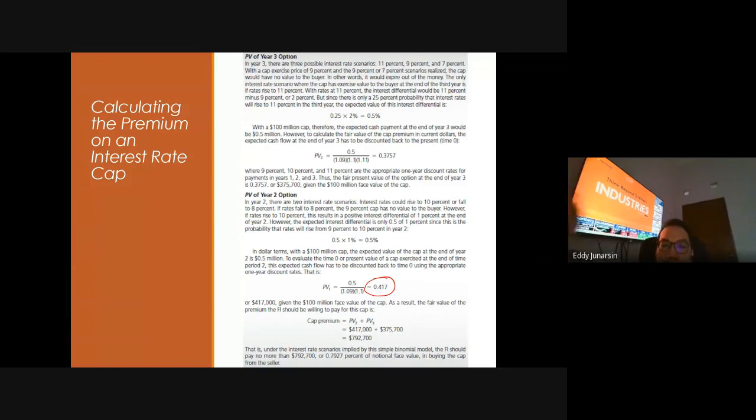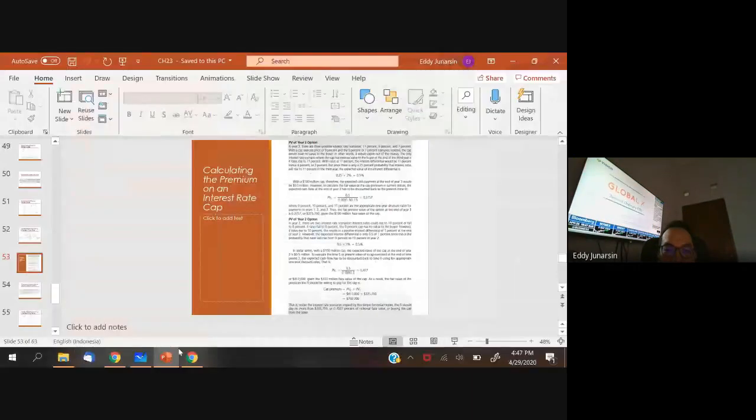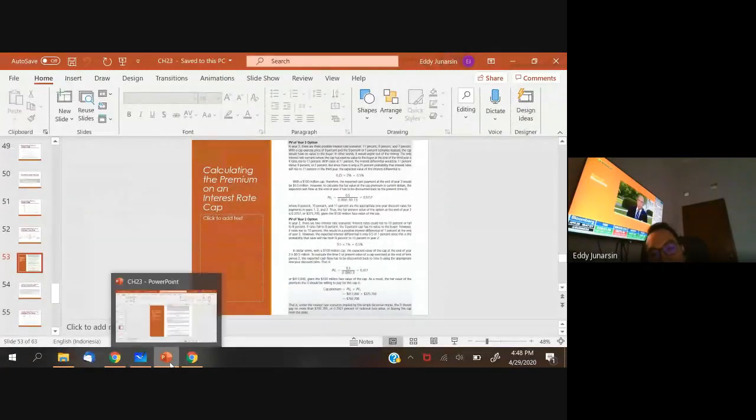417,000. So if we combine the present value from the third year and the present value from the second year, we get $792,700. This is the option price or the option premium.